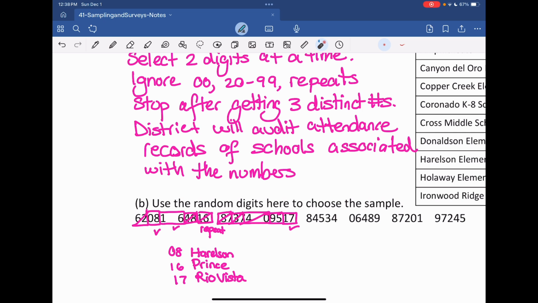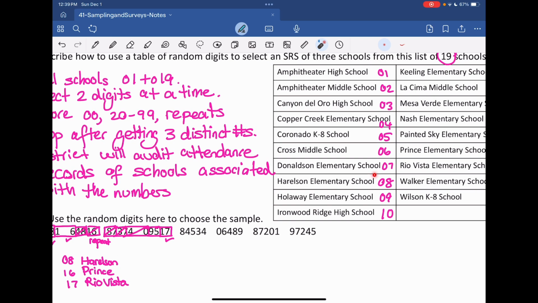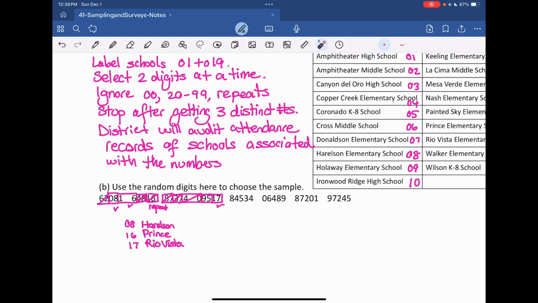We already have 16. 87, outside of the range. 37, outside of the range. 40, outside of the range. 95, outside of the range. 17, that fits. It's not outside of the range. It's not a repeat. So we keep 17. And because we already have 3 distinct numbers, we're done, we stop. And so we're going to contact schools based on that: 08 is Haralson Elementary, Prince Elementary, and Rio Vista are the schools that are being audited.